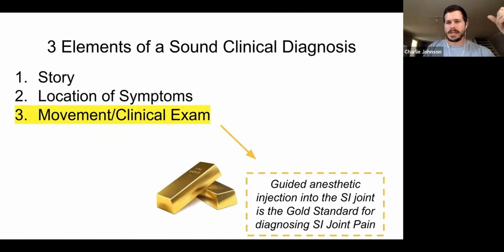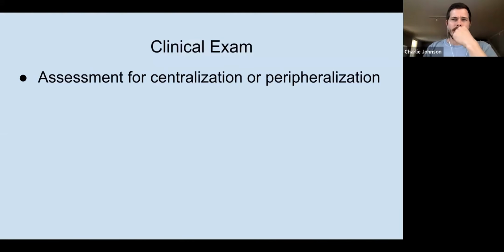And again, all of these things are compared to the gold standard, which is a diagnostic block and/or injection into the SI joint for diagnosing SI joint issues. And so the clinical exam has a few components. Again, we're going to tie all of this together for you and make it really simple. So if you're feeling a little overwhelmed, I get it. We're going to lay it out inside of a flowchart.